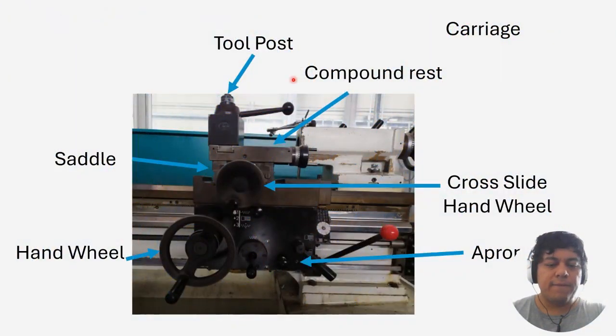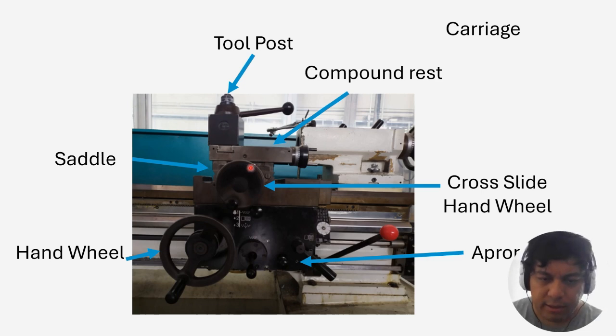Now, let's move to the carriage. Let's say these parts are the most difficult to understand and learn, especially because on the main part we have the tool post. On the tool post, you can adjust and fix the cutting tool. You put the cutting tool there, the carbide one, and the tool post helps you to just fix it. We also have the compound rest.